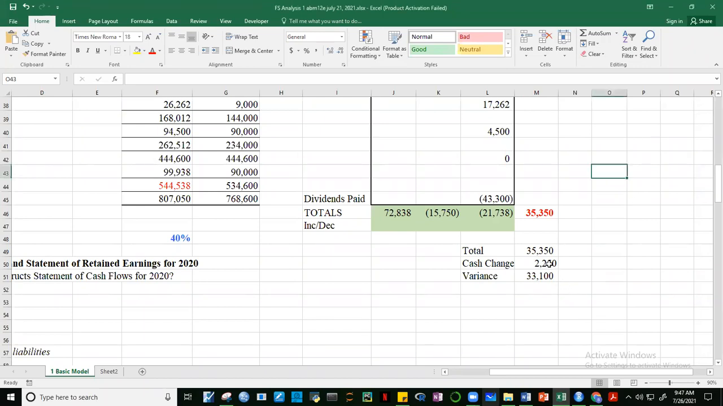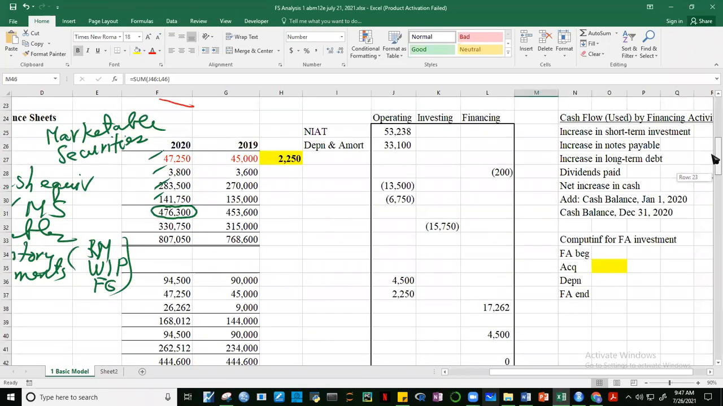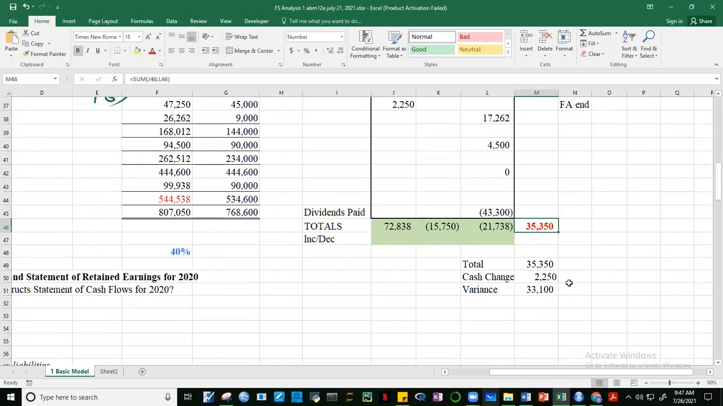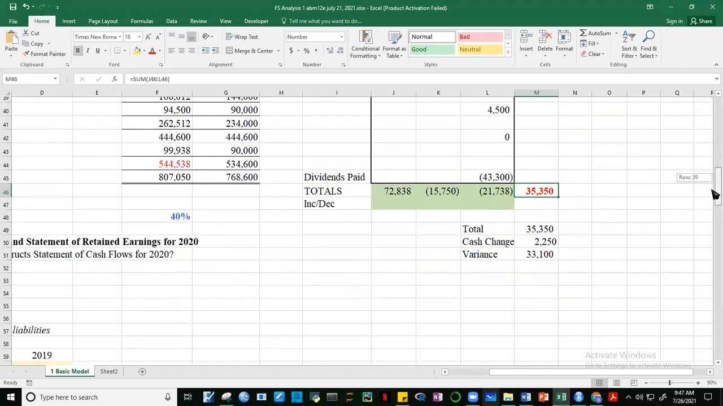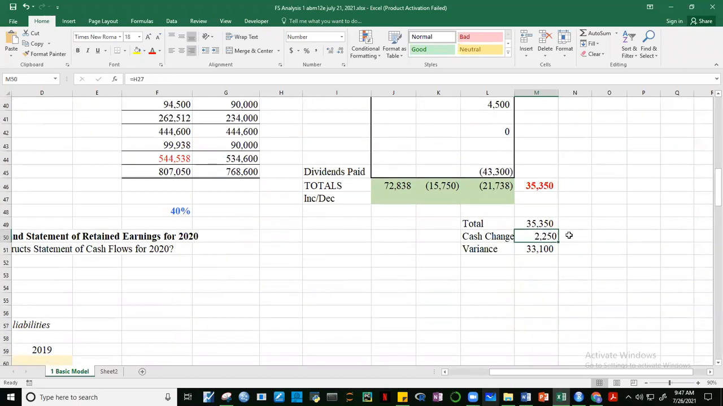Dito sa 2250, ang ginawa ko lang kinompare ko lang yung 35,350 at saka yung change na 2250, okay? And then I just got the difference, no? Gusto ko lang malaman kung ano yung difference ng total natin dito dun sa template natin ng cash flows at saka dun sa dapat na lumabas na answer. So meron tayong discrepancy na 33,100. Okay, yun lang yung ginagawa natin dito.